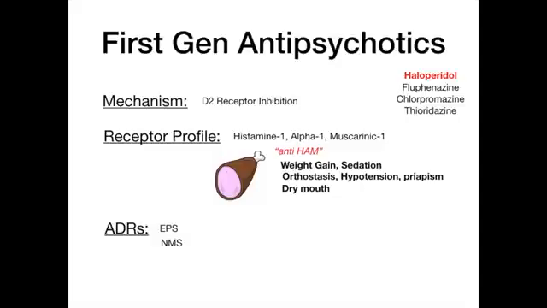And I'll talk about all this stuff at the end after we go through the atypicals. But high yield is that the first generation antipsychotics, specifically haloperidol, cause so much dopamine receptor inhibition that they cause a lot of EPS and can cause neuroleptic malignant syndrome. They are anti-HAM: weight gain, sedation, orthostasis, hypotension, and dry mouth. Anti-HAM, remember an actual ham, eating too much, getting fat. That's kind of what those receptor profiles lead to. So that's the first generation antipsychotics.